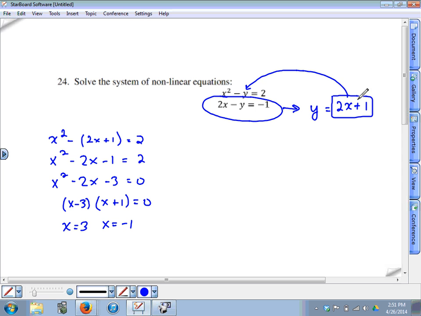What we now need to do is use this equation for y to find the y value. So if x equals 3 and you plug that in for this x right here, 2 times 3 is 6 plus 1 is 7, so y equals 7. If x equals negative 1, 2 times negative 1 is negative 2, negative 2 plus 1 is negative 1, so y equals negative 1. So the solutions are 3, 7, and negative 1, negative 1.